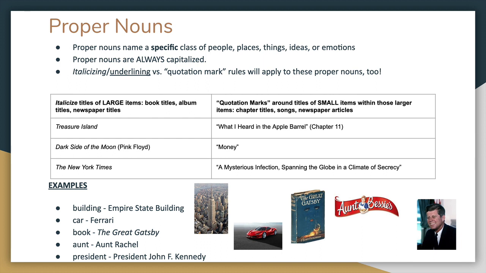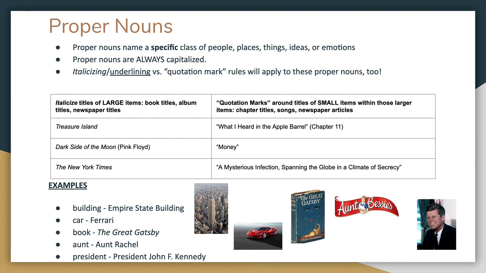So you will italicize titles of large items like a book, an album, or a newspaper. That's a big group or collection of things. And then inside of those collections are smaller chunks of things, and that's what you would put quotation marks around. For example, if you have a book title, that will be in italics, and its chapter titles will be in quotation marks. If you have your favorite album, your album title is going to be italicized, and the songs that occur on that album will be in quotation marks.